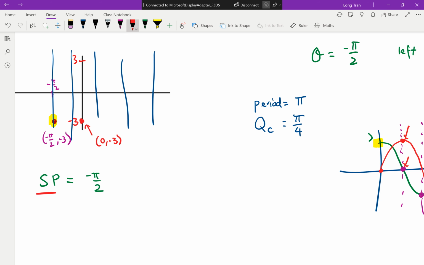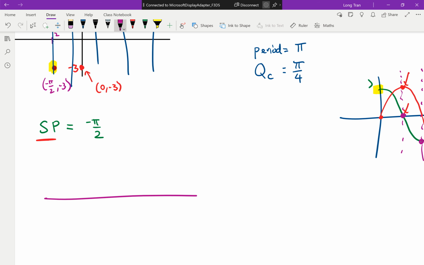So we had negative pi on 2 as your point of reference, on your x-axis. To get to the next quarter cycle, we needed to add on an extra pi on 4. Okay, so here we go. Let's work out negative pi on 2, that's your point of reference, plus your quarter cycle, pi on 4. If you add these two together, we know that we need the denominators the same. Negative pi on 4. Good.